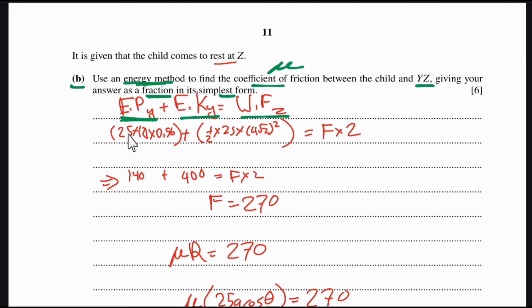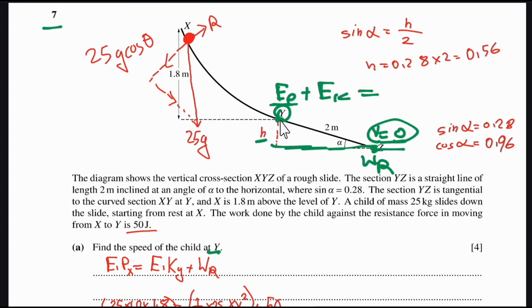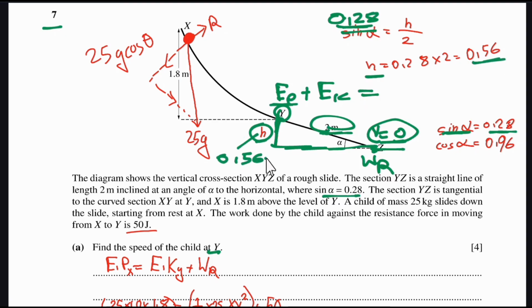Gravitational potential energy is equal to mass times g times height. So what is the value of the height? We need to find this vertical height h. We know sine alpha is 0.28, and sine alpha is equal to opposite over hypotenuse, where the opposite is h and the hypotenuse is 2 meters, this length. So the height comes to be 0.56 meter.